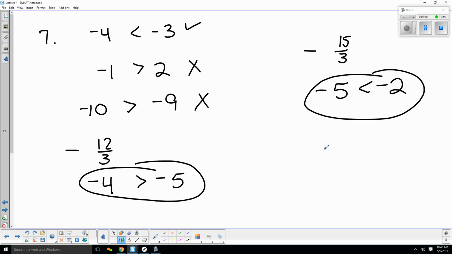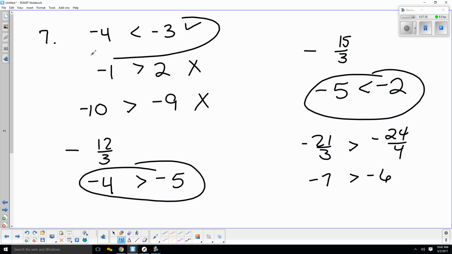The next one is negative 21 over 3 and negative 24 over 4. This becomes a negative 7, and this becomes negative 6. This is not correct, because negative 7 is less than negative 6. So the only true statements I had here was the negative 4 is less than 3. The negative 12 thirds is greater than negative 5. And negative 15 thirds is less than negative 2.